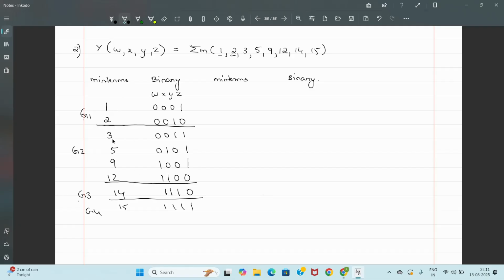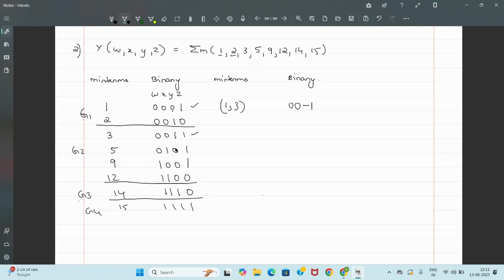So we'll see if 1 and 3 can be combined. Yes, there is only one bit change happening here in the second value. So I can combine these two. So 1, comma 3 can be grouped. And after grouping, whichever bit value is changing, replace it with a dash. Remaining numbers, keep them as they are. So 0, 0, dash, 1. Once you have used a particular minterm, you can put a tick in front of it to let you know that it has been used already.